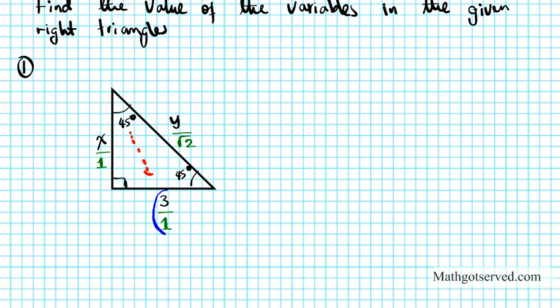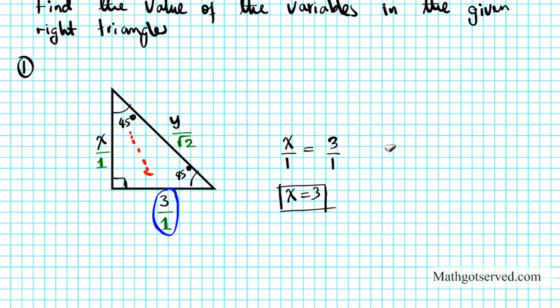What we're going to do is set these two ratios equal to this ratio so that we can find the value of the variables. For the first equation, let's look for x. We go x over 1 equals 3 over 1. Just divide by 1, and you have x equals 3. That's your first answer.